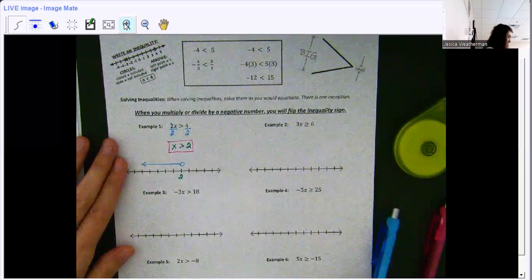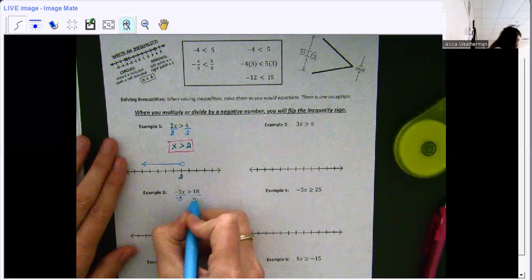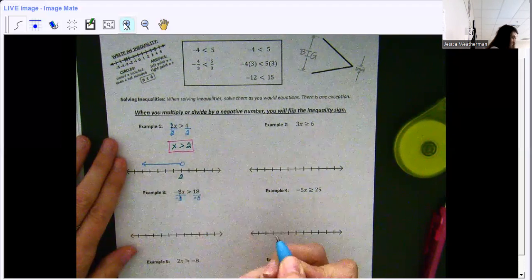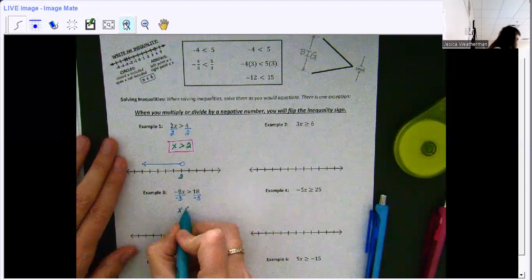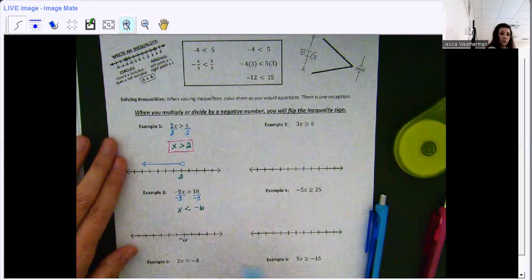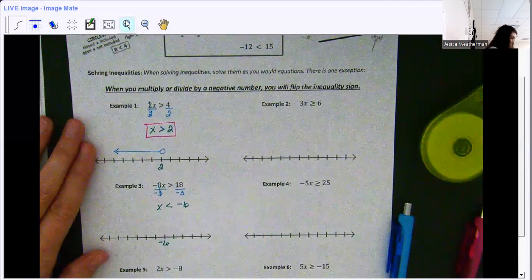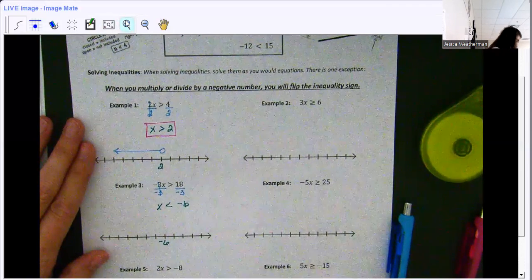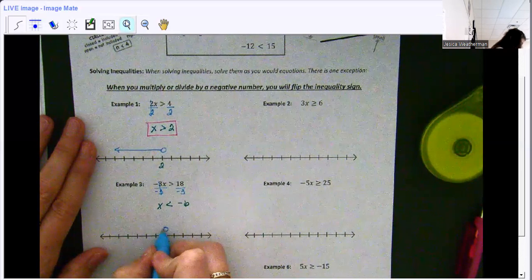Okay, example 3. What happens when we divide by a negative? You switch the signs. Okay, so x is no longer greater than, but it is less than -6. So put a -6 where my graph is. That's kind of small. And I can open circle.